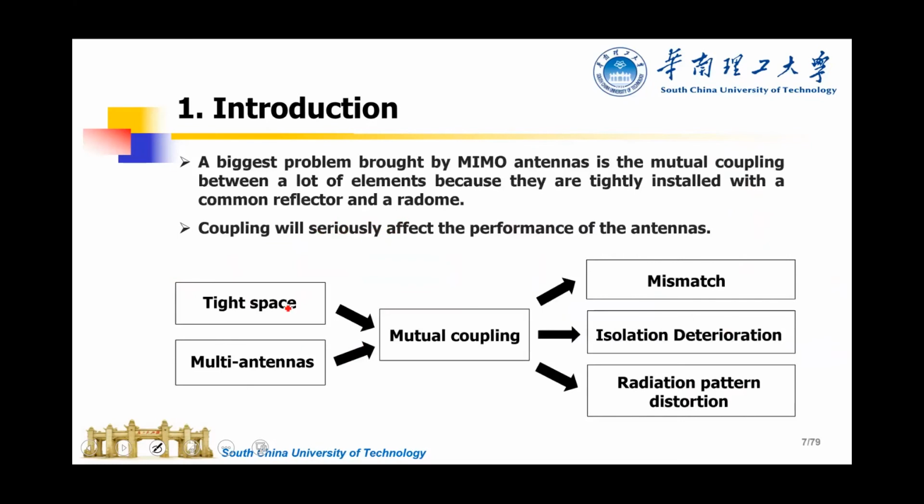So a big problem brought is the mutual coupling. We know the antenna radiates electromagnetic waves. So many antennas are tightly installed with a common reflector in a typical space, so the coupling seriously affects the performance of the antenna.